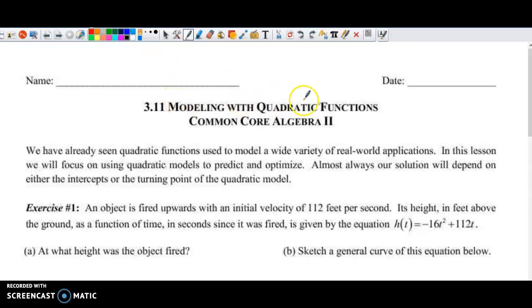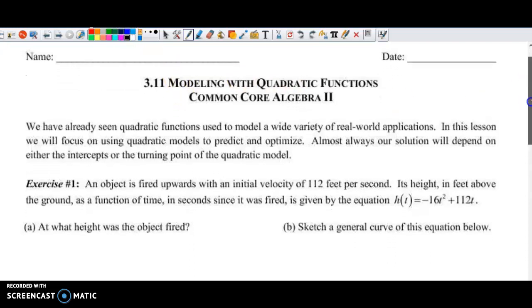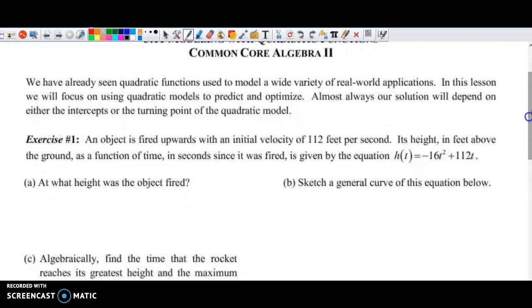We're going to be modeling these quadratics in this section, and a lot of times the modeling is just word problems, but we can also use them to predict and see. The word optimize is also used when we're talking about the highest or the lowest, optimization. And don't be scared, a lot of times they give you the equation.